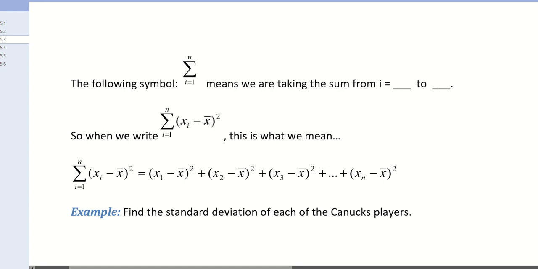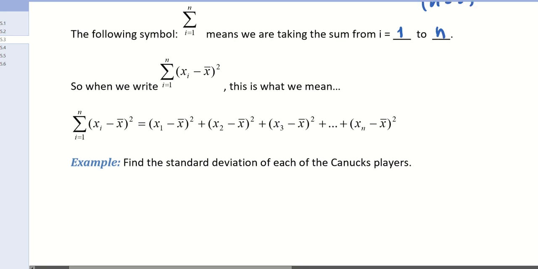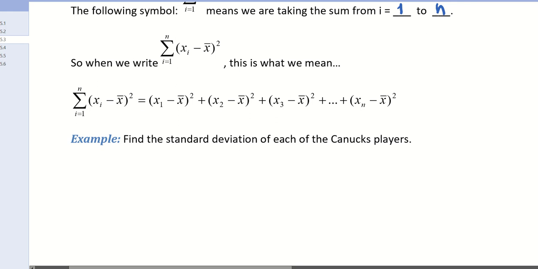So the following symbol, sigma, means that we're talking the sum from i, which is going to start from 1, to the value n, which in our case, n equals 5. So you're going to go from 1 to 5. All right. So when you write the sigma and it says xi minus x bar squared, this means that we're going to do the following. So that's what it actually means on the bottom.